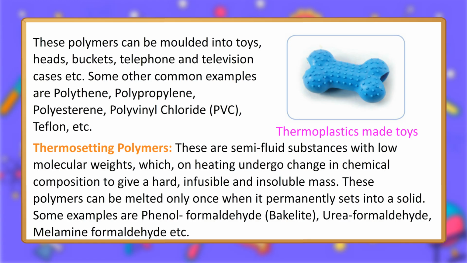Thermosetting polymers. These are semi-fluid substances with low molecular weights, which, on heating, undergo change in chemical composition to give a hard, infusible and insoluble mass. These polymers can be melted only once, when they permanently set into a solid. Some examples are phenol formaldehyde, bakelite, urea formaldehyde, melamine formaldehyde, etc.